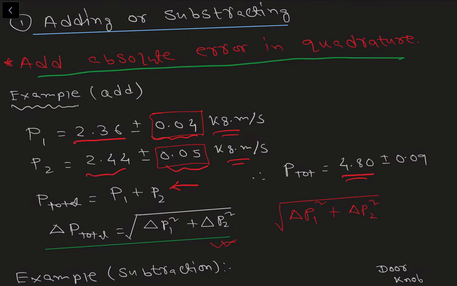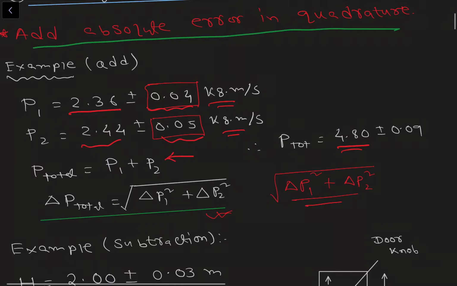Here we assume they are independent, coming from uncorrelated sources. So this will be the formula. We have to take the square of each absolute error, add them, and then take the square root to get the error. We always have to represent the error with a single significant digit, so we neglect all the terms after that 9.